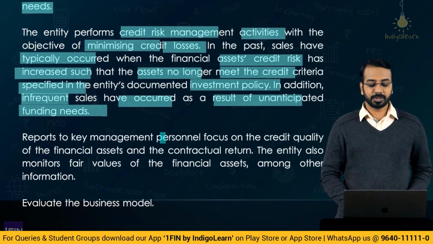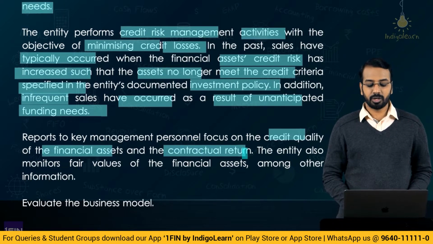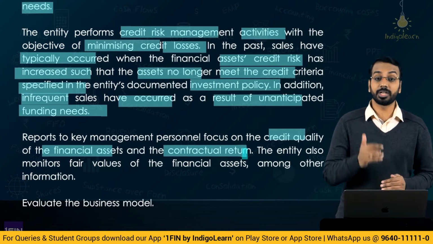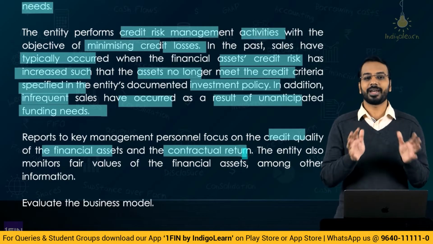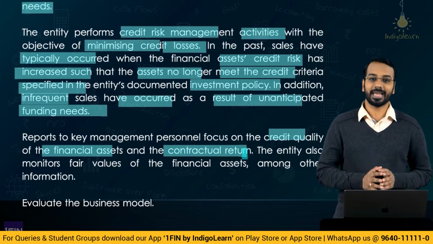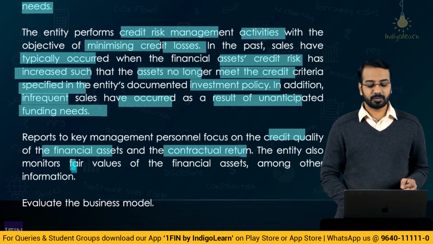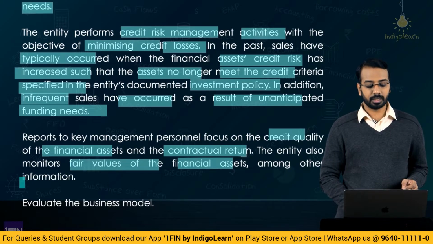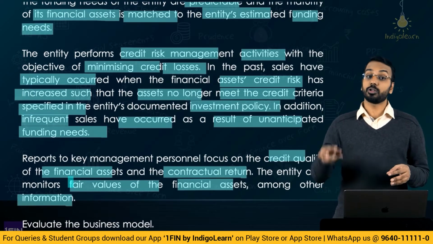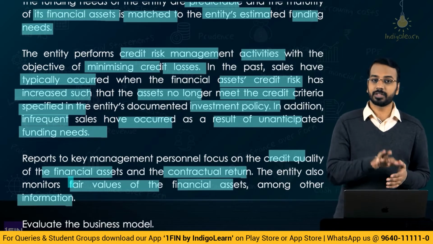Reports to key management personnel focus on the credit quality of the financial assets and the contractual return. So, what are we reporting to the key management personnel? Overall credit quality and contractual cash flows. The entity also monitors fair value of financial assets among other information. So, here the entity is also monitoring the fair value of its financial asset.